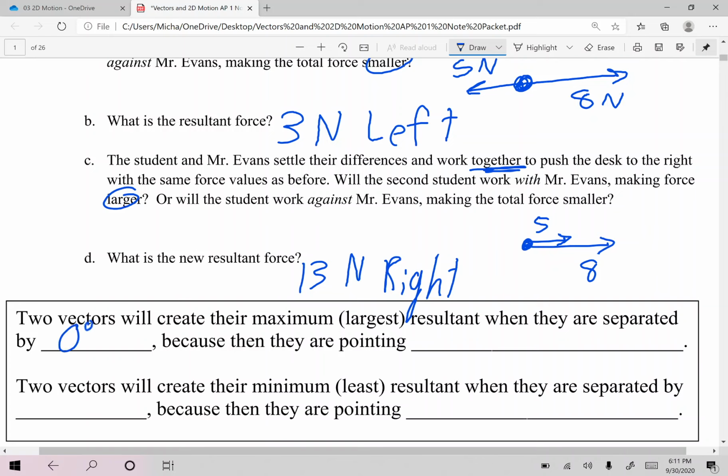Now, the smallest possible resultant would occur when they are separated by, well, that would be opposite directions, right? So that would be like if you have, let's go down here, 8 newtons pointing one way, and then the other one had a value of 5 newtons the other way. Now look at this angle in between them. What's the value of that angle? Well, I would say opposite directions, 180 degrees. Right, one's directly to the right, the other's directly to the left, like a semicircle around. And what this 180 degrees means is they are pointing in opposite directions.